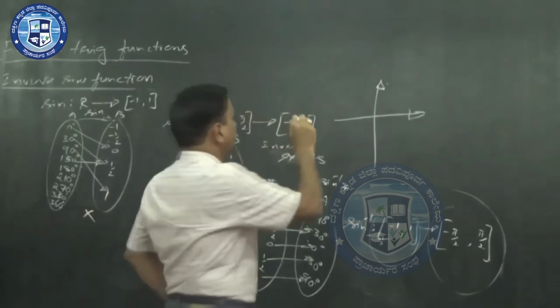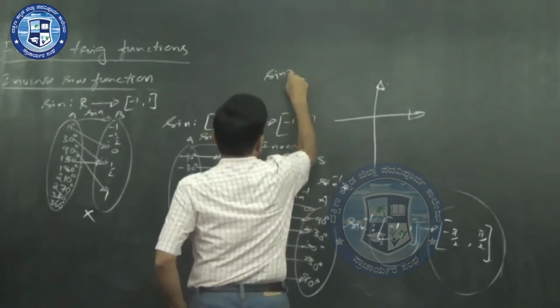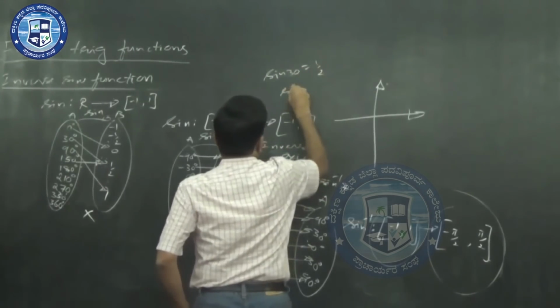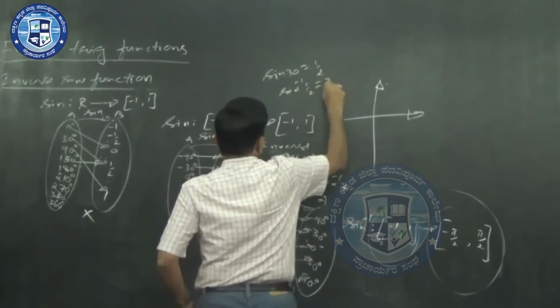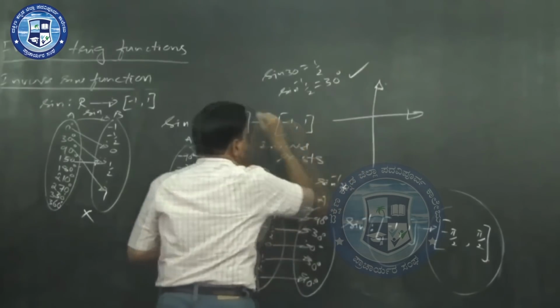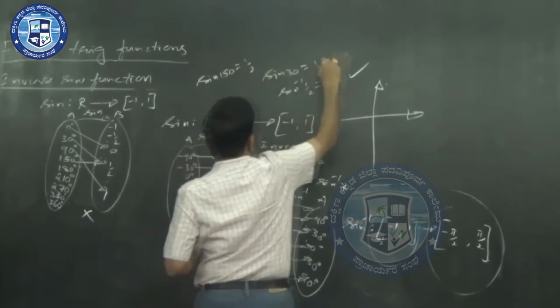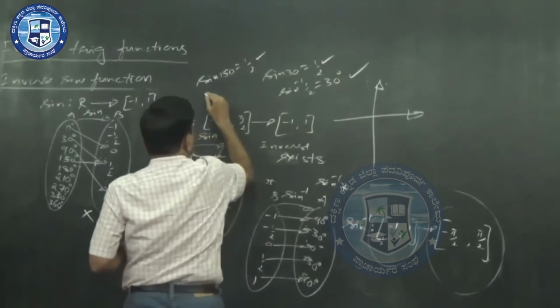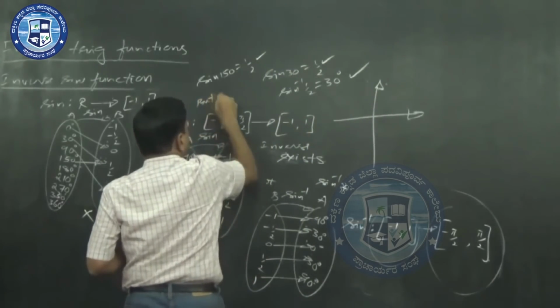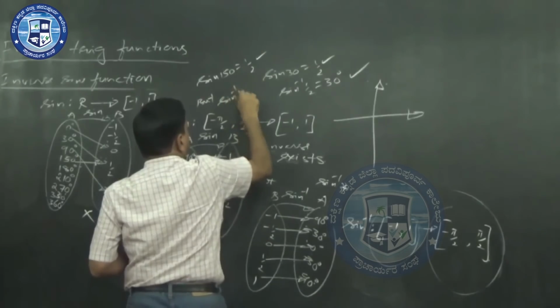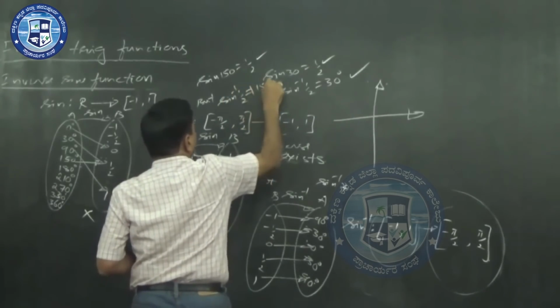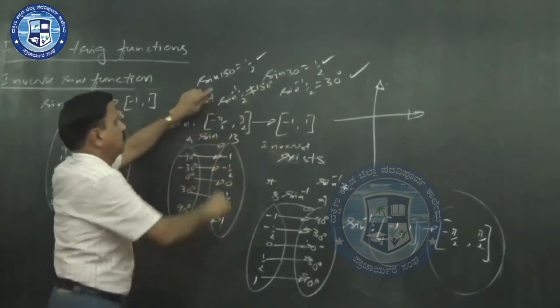So never ever think that sin 30 is equal to half, therefore sin inverse half is equal to 30 degree. This is true. Correct. Sin 150 is also half. This is right. But sin inverse half is not equal to 150 degree. No, this is wrong.